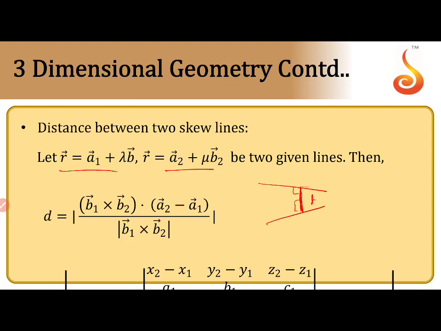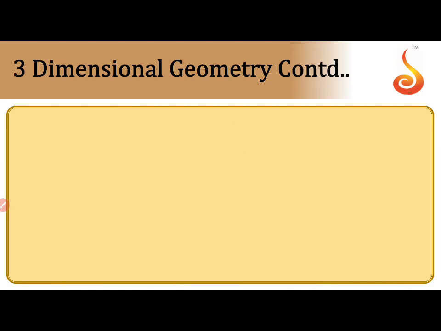So it is b1 cross b2 dot a2 minus a1 by modulus of b1 cross b2. That means when the two lines are given, collect a1, b1 from the first line, a2, b2 from the second line. Find b1 cross b2 and a2 minus a1 and substitute in the formula to get the answer. The derivation is not required; it's a very big formula. You just know the formula, you remember it, that's all.